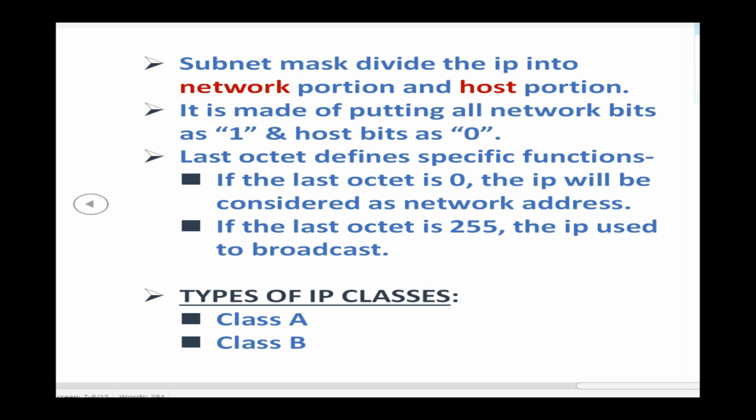And the last octet defines specific functions. See, if in one IP address the last octet is 0, the IP will be considered as the network address, and if it is 255 then we will use it for broadcasting. So let's see about IP classes.